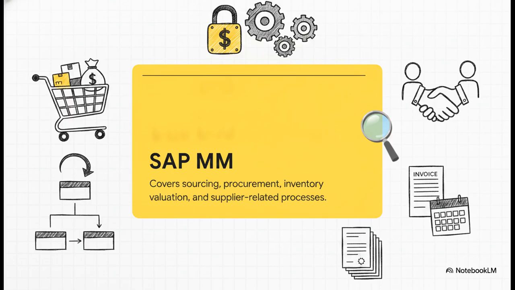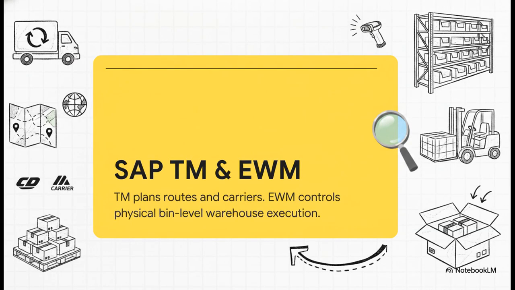Then, on the flip side, we have SAP MM, or Materials Management. This handles sourcing, procurement, and supplier invoices. It takes care of your purchasing and central plant-level inventory valuation. So, if SD is your commercial anchor for customers, SAP MM is your commercial anchor for suppliers and your high-level financials. Okay, so how do we actually move the goods?